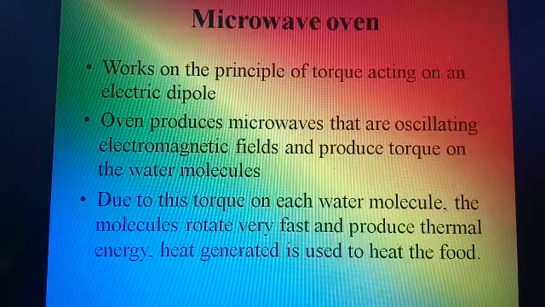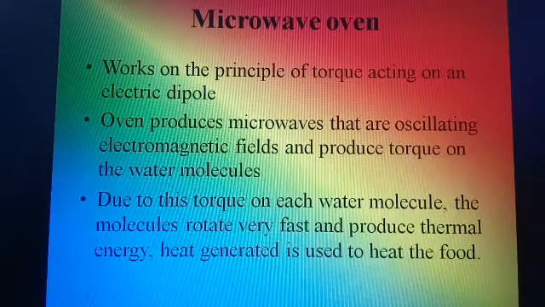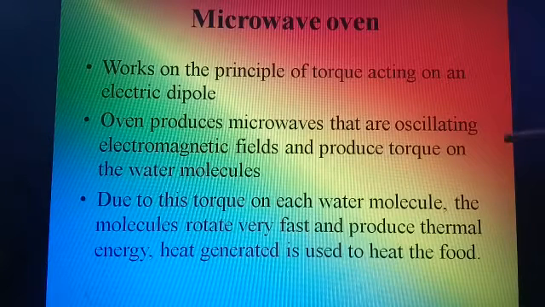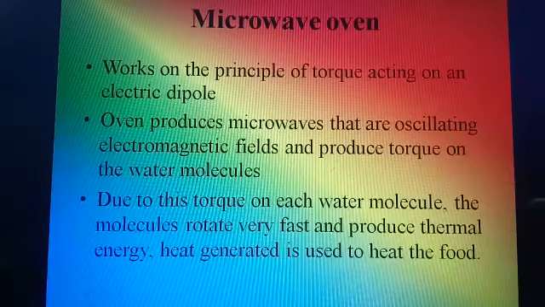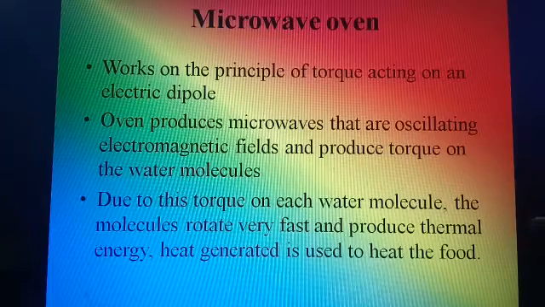Nowadays we are using a microwave oven in our home. We will see how the microwave oven works. It works on the principle of torque acting on an electric dipole. The oven produces microwaves, which are oscillating electromagnetic fields that produce torque on the water molecules. Due to this torque on each water molecule, the molecules rotate very fast and produce thermal energy. So the heat generated is used to heat the food.